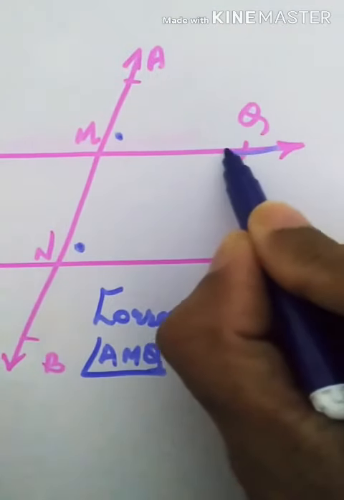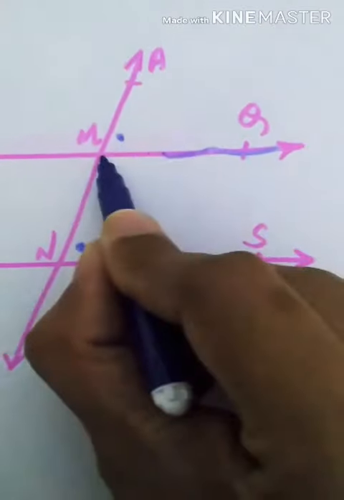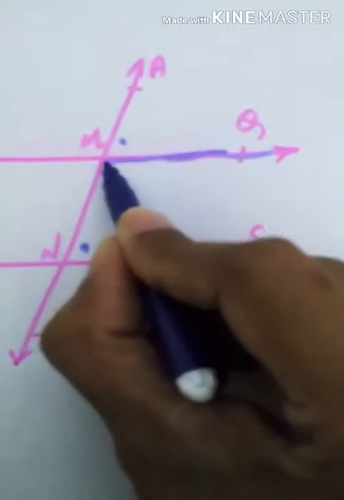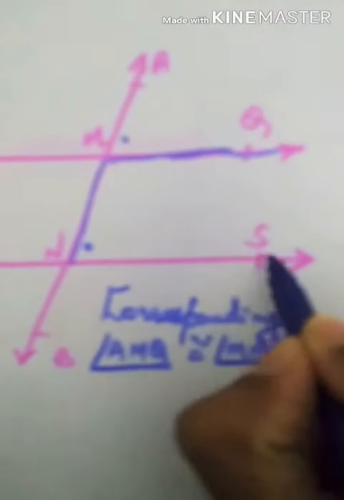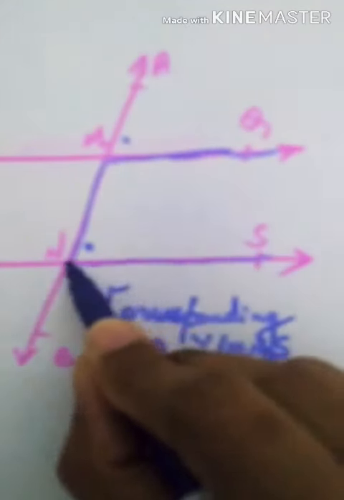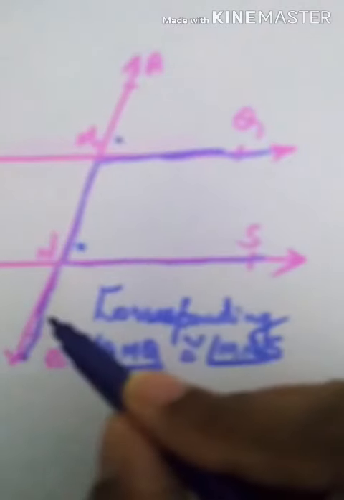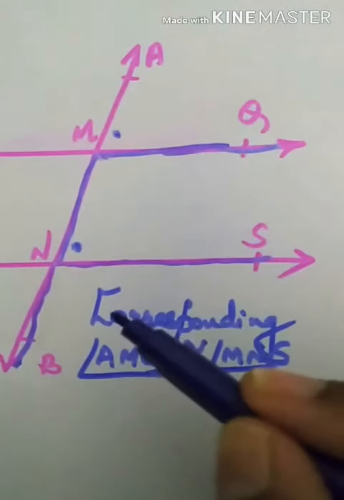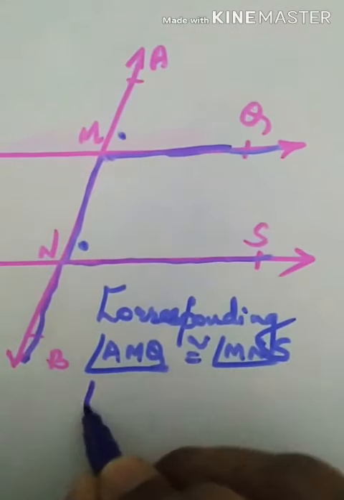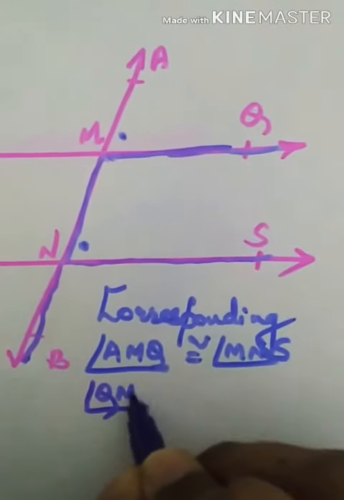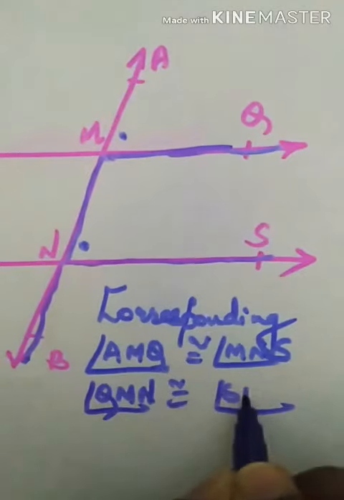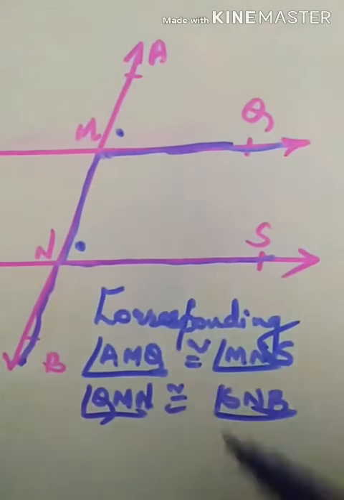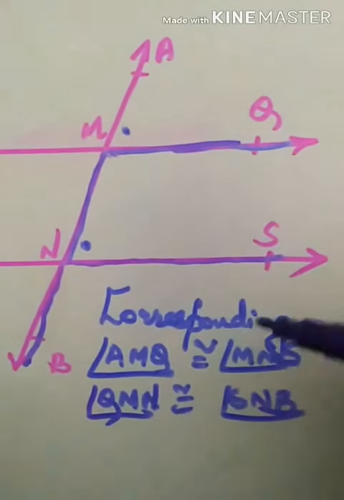For your convenience, I'll highlight it. This is angle QMN. And the pair is angle SNB. Angle SNB. Let me write angle QMN congruent to angle SNB. These two corresponding angles are congruent.